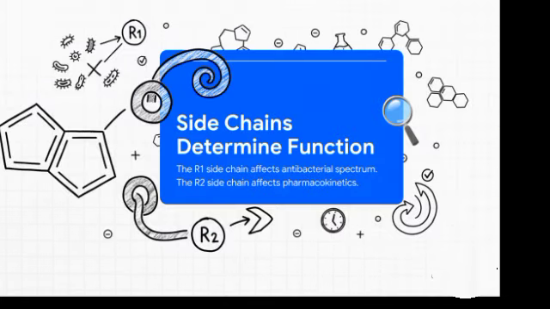And it's a brilliant design. The core of the molecule stays the same, but chemists can tweak 2 different side chains to create all these different drugs. For anyone in the clinic, just remember this. The R1 side chain decides the antibacterial spectrum, so what it kills. The R2 side chain affects the pharmacokinetics, how the drug actually behaves in the body, things like its half-life and how it gets metabolized.